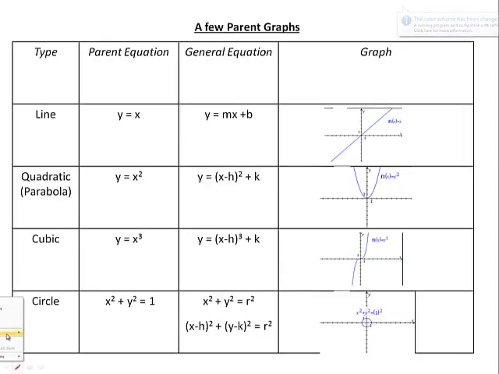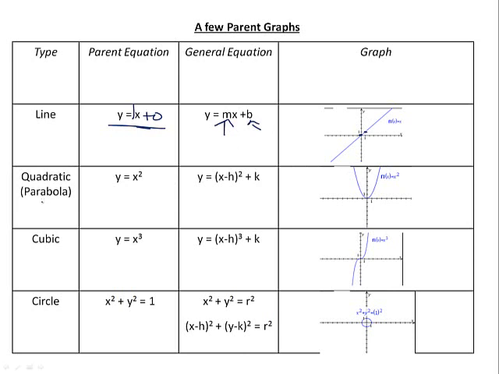Alright, so the first thing we're going to talk about is parent graphs. And these are a few of them, they aren't all of them. The first one is a line, and this should help you with the first few questions of the assignment. The most basic line we can have is y equals x. But remember the general equation of a line is y equals mx plus b, where m is the slope and b is the y-intercept. So the slope here would be 1 and the y-intercept here would be 0. So you can see we've got a y-intercept of 0 and we went up 1 over 1 to draw our picture of our line.